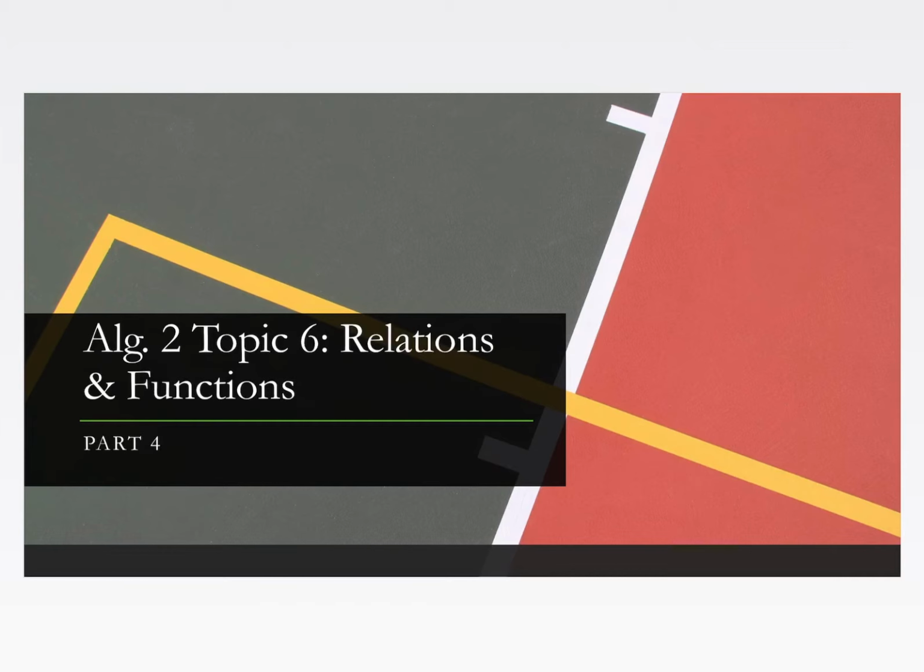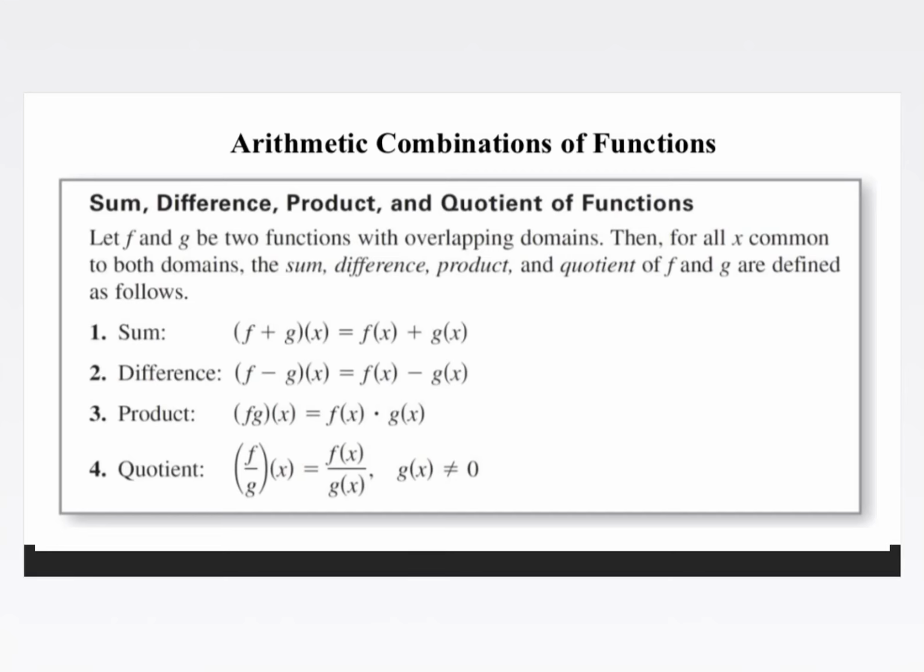In Part 4, we're going to focus specifically on arithmetic combinations of functions. So here are the 4 arithmetic combinations of functions. We have a sum, difference, product, and quotient. We're going to use those 4 combinations in order to solve some examples.